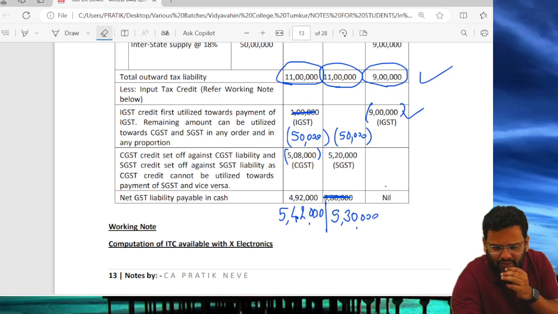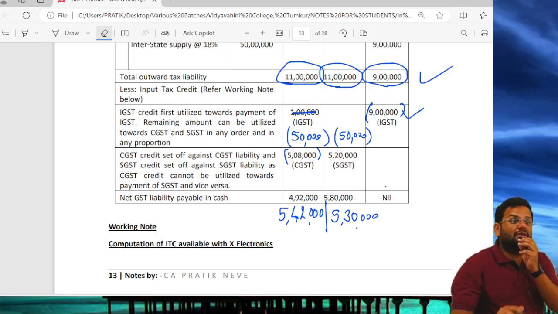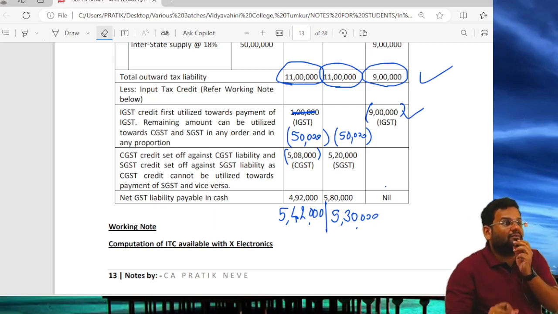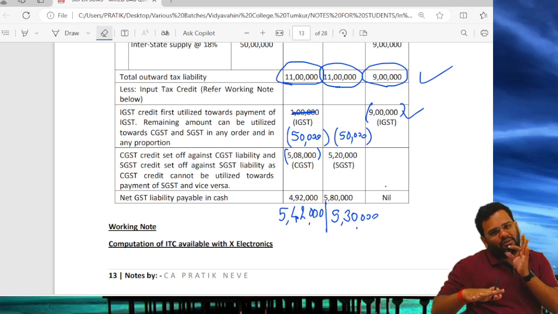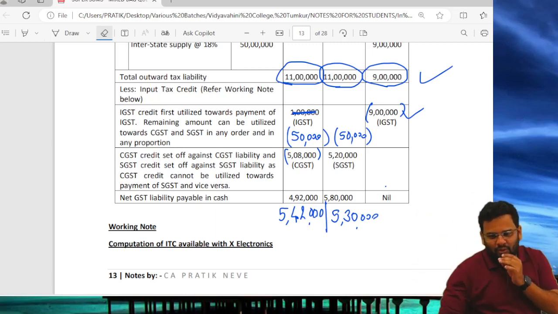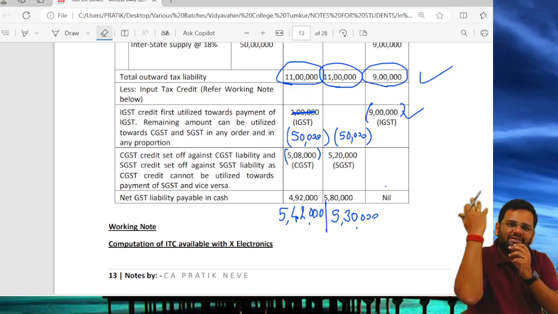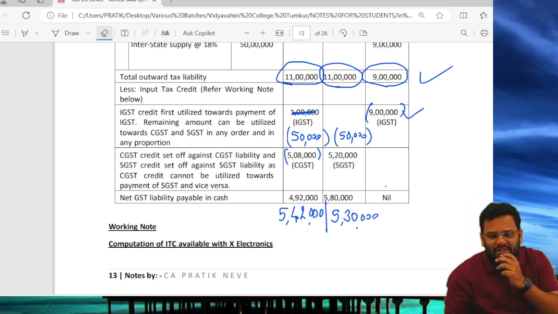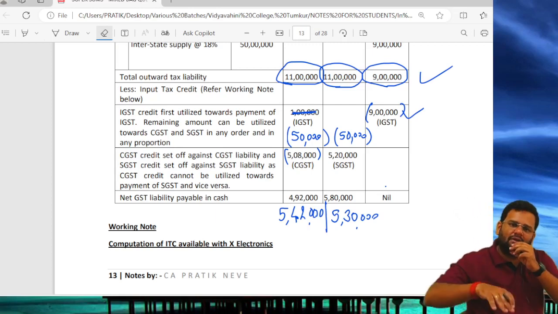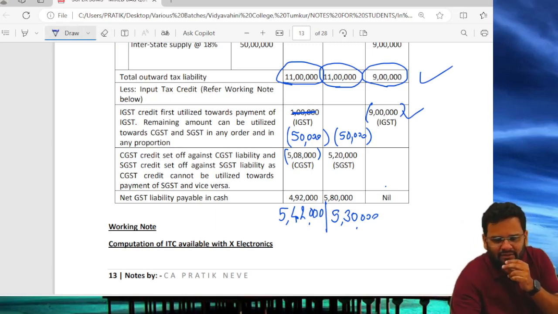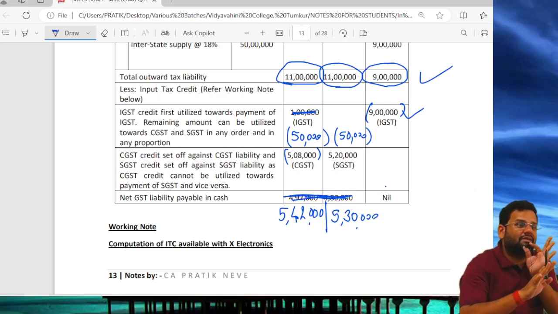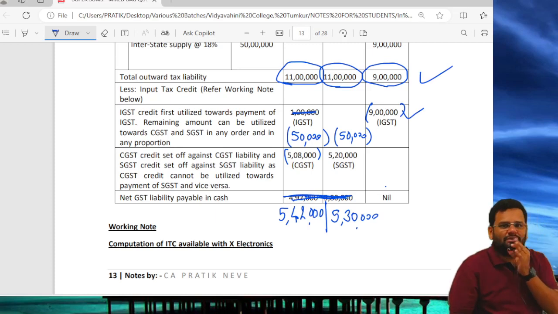Isn't it? Did you understand? If you see the solution that ICAI has given, they have done utilization in a different way. But still, their answer is also correct. Your answer is also correct. There could have been many answers. See what they have done. They have used the remaining ITC of IGST directly to pay CGST completely. So no problem. Their net GST payables are coming to 4,92,000 and 5,80,000, but yours are coming 5,42,000 and 5,30,000. Doesn't make any difference. Why? Eventually how much you are paying in cash remains the same, and there is nothing to be carried forward.